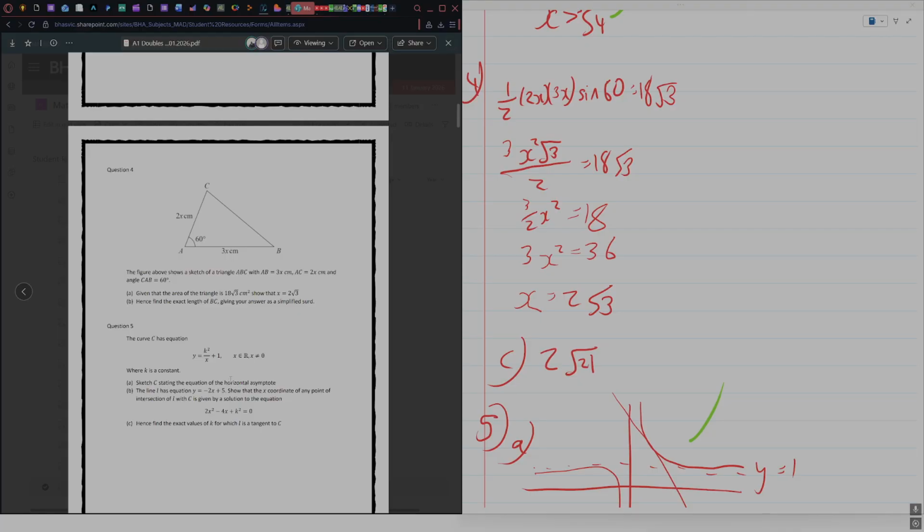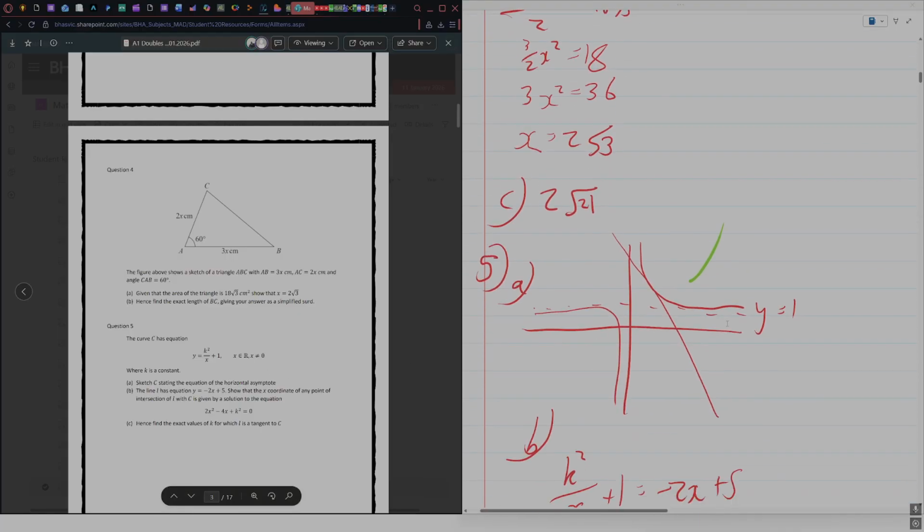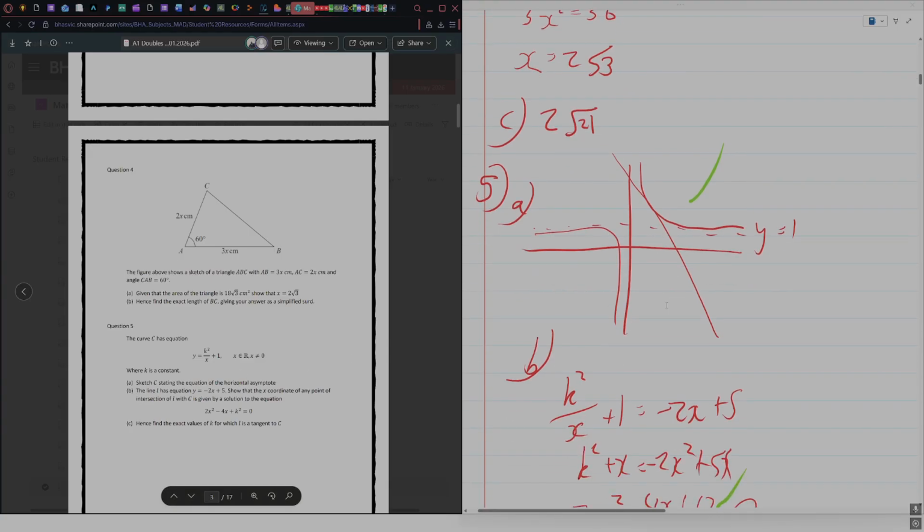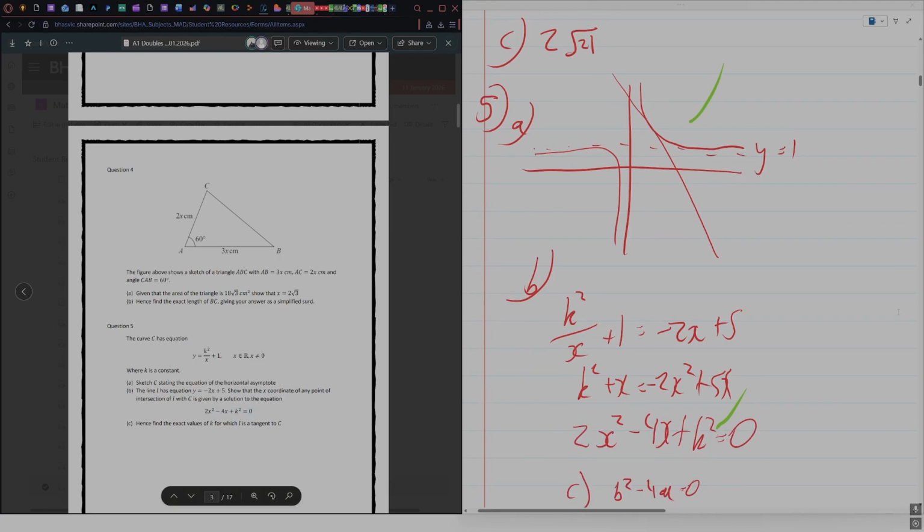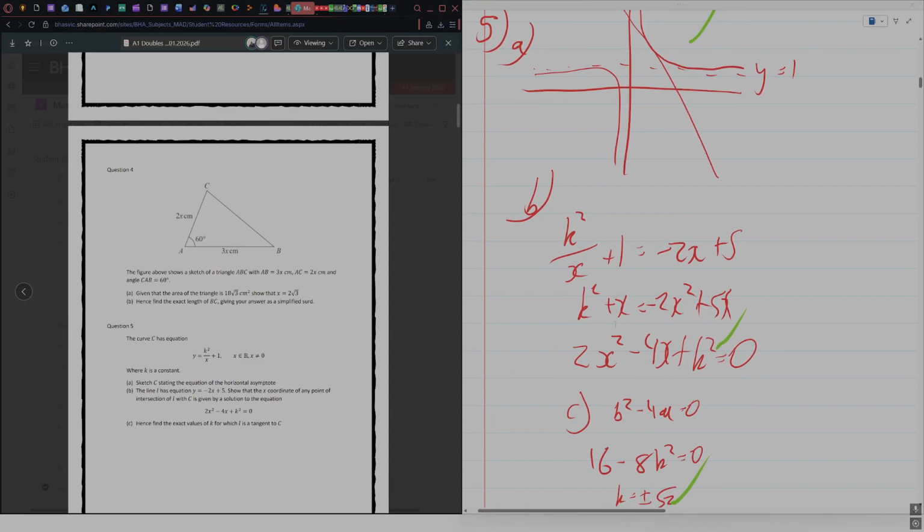Next, we have this question. Sketching. I drew the line from the next question on as well, but you have to state this equation. And we want to show that this equation works when they intersect. So what do you do when curves intersect? You set them equal to each other. So get that, rearrange, and you get your equation.